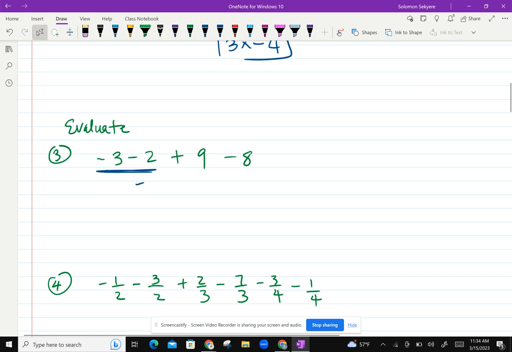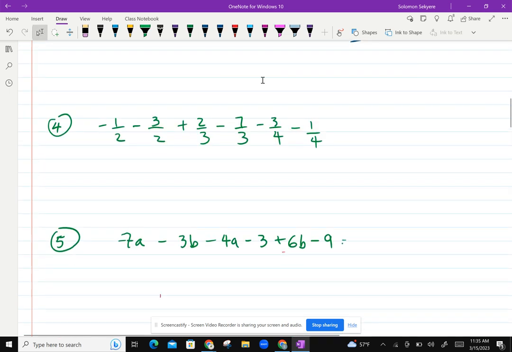Here is just integers. This is negative 5 plus 9 minus 1 is plus 1. Negative 5 plus 1 is the same as 1 minus 5, which is equal to negative 4. That's your answer.